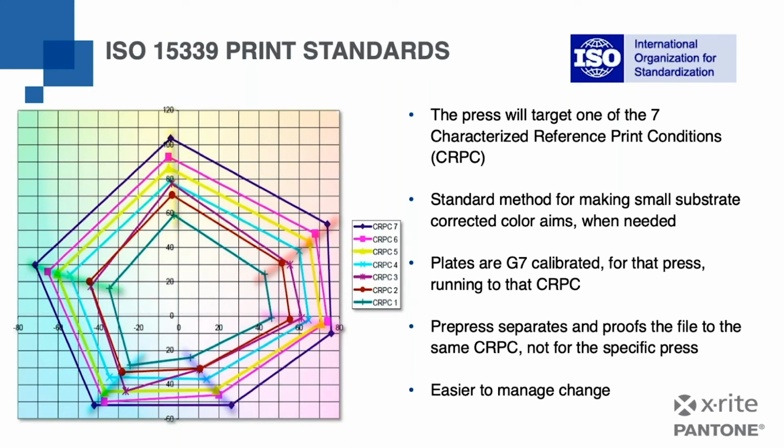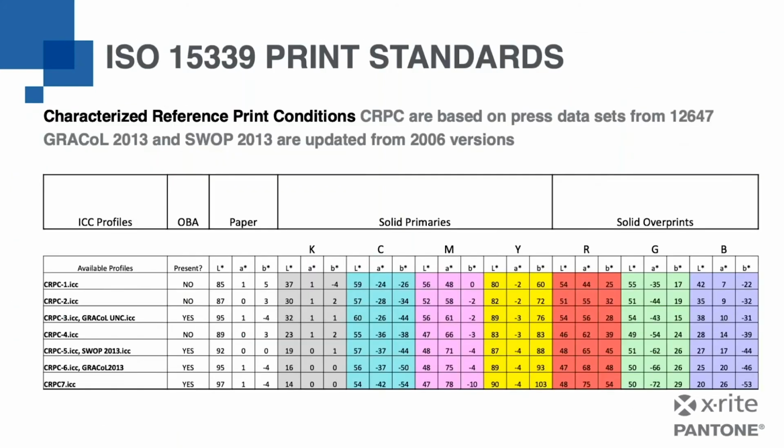A custom ICC profile may not be needed. If something changes, simply recalibrate the plates, but the press targets do not change. These are the characterized reference print conditions. These are based on some of the target values from 12647 for the different print conditions. GRAVURE 2013 and SWAP 2013 are updated from the 2006 versions with extremely small, virtually unnoticeable changes.